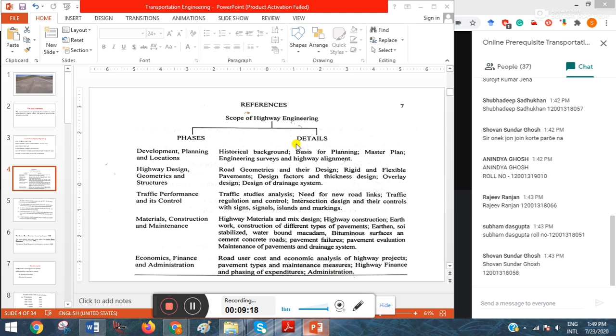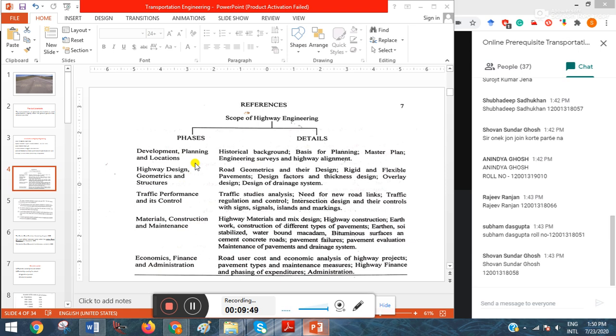Under the phase part, you can see the same aspects: development, planning and locations, highway design, geometrics and structures, traffic performance and its control, materials, construction and maintenance, economics, finance and administration. These are very important; you should keep these aspects in your mind. This is the stepwise order you will always follow for construction of any highway.